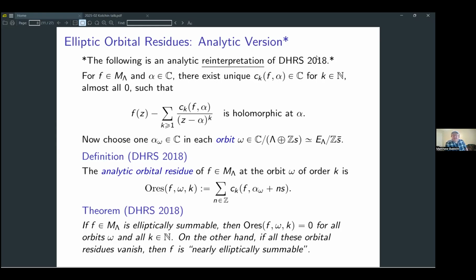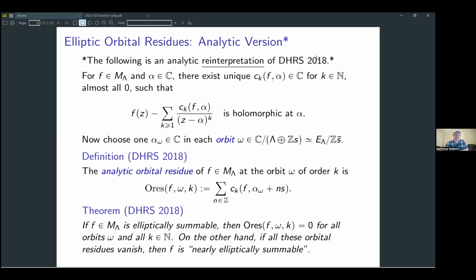Dreyfus, Hardouin, Roques, and Singer define the analytic orbital residue of the elliptic function at the orbit of order k to be the sum of these numerators over this orbit at the order k. And what they show is that if f is elliptically summable, then all the orbital residues vanish. Great. They also show that if all the orbital residues vanish, then f is nearly elliptically summable.